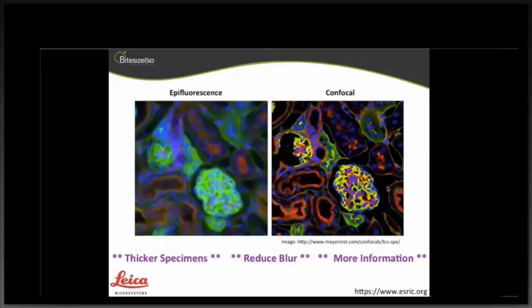Confocal laser scanning microscopy is a technique often favoured by biologists, as the images produced are much sharper and they allow you to image thick biological sections without losing image quality. You can see this in the example here. This is a kidney section under wide field or epifluorescence illumination and also under confocal illumination. And as you can see, the confocal is a lot sharper.